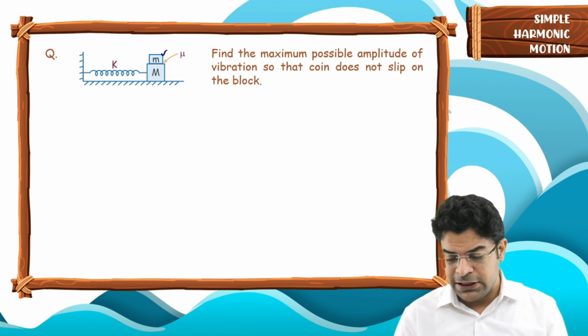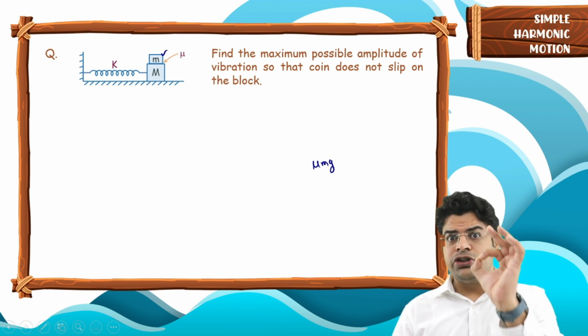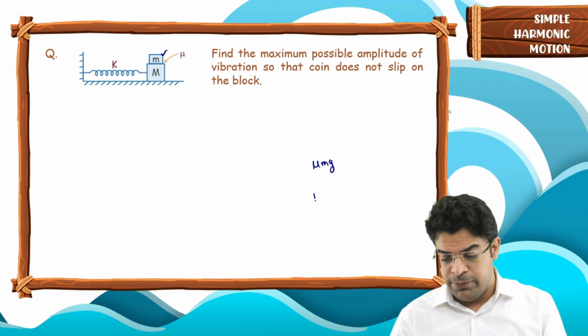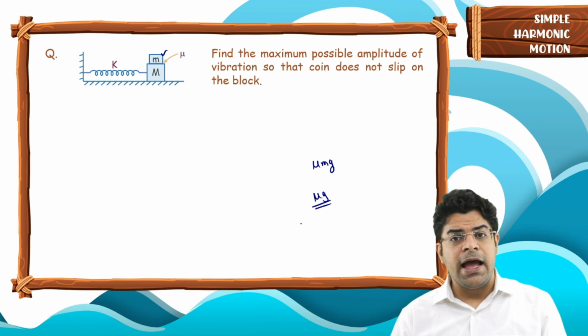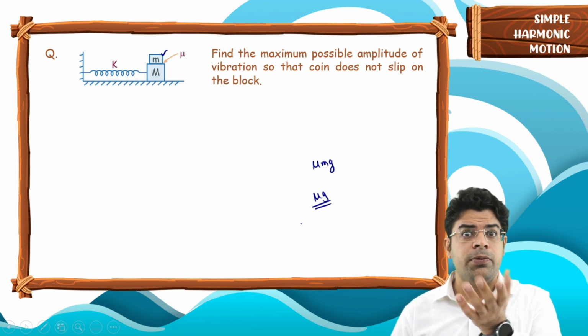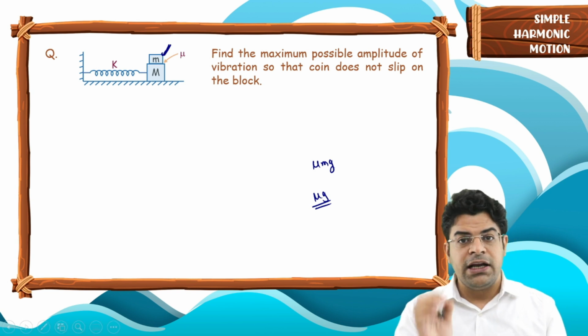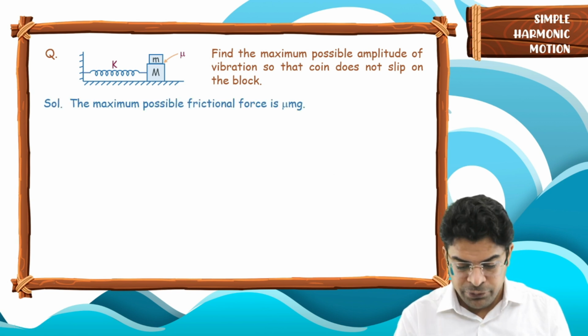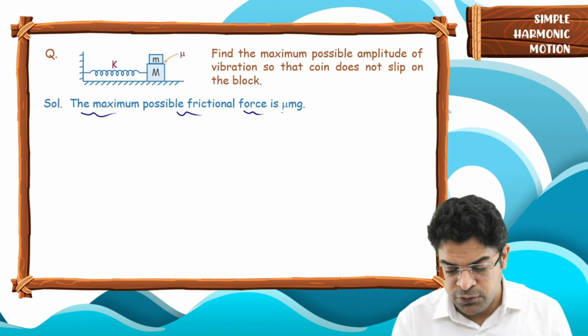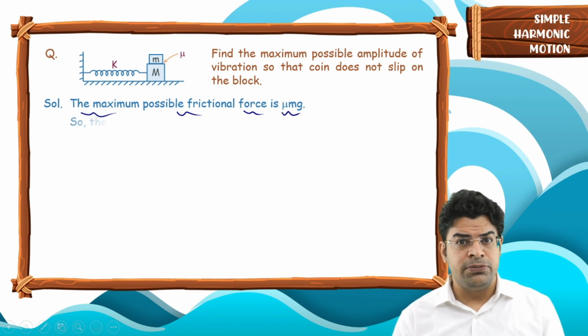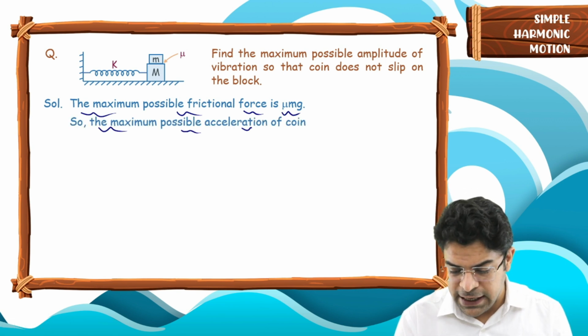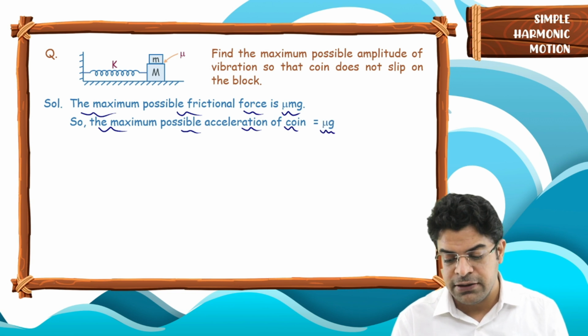On the coin, the maximum possible value of friction force will be mu mg. Hence the maximum possible acceleration of the coin will be mu g. If the acceleration of the whole system tries to be more than mu g, then the coin won't be able to accelerate and it will slip. So we say that the maximum possible frictional force acting on the coin is mu mg. Hence the maximum possible acceleration of the coin is nothing but mu g.